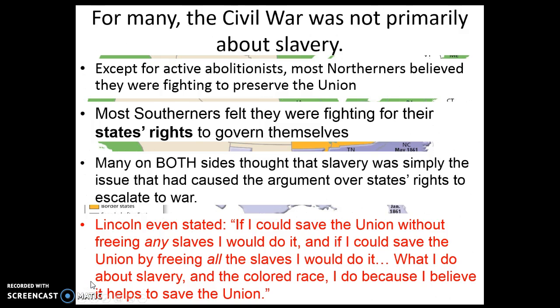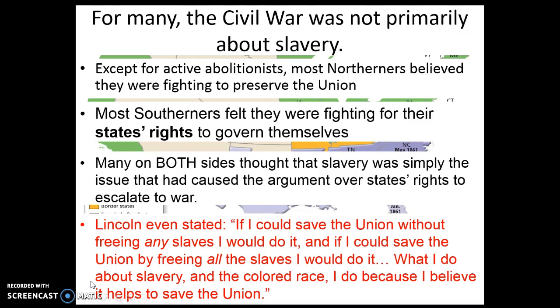So for many, as the Civil War is upon us, it was not primarily about slavery. Except for abolitionists, most Northerners believed that they were fighting to preserve the Union, to keep the country together. Most Southerners felt that they were fighting for states' rights to govern themselves. Most of the people in the North who fight will be middle class or poor Northerners. Almost all of the Southerners who fight are going to be poor whites. So they weren't fighting for slaves because they didn't have slaves themselves.